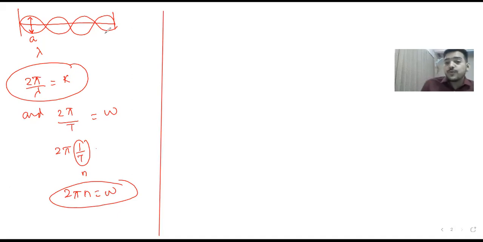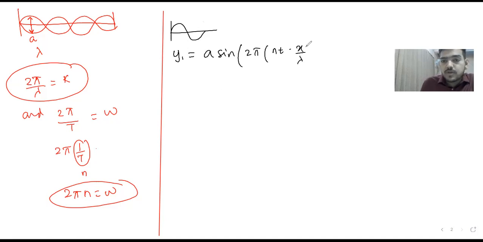The equation of a wave traveling along the positive x direction. Students, if the wave is going in the positive x direction, what is the equation of the wave? How do we write that equation? We have studied it. Let us say it is y1 of the first wave. So it will be y1 = a sin 2π(nt − x/λ). Is it clear, students? Yes.